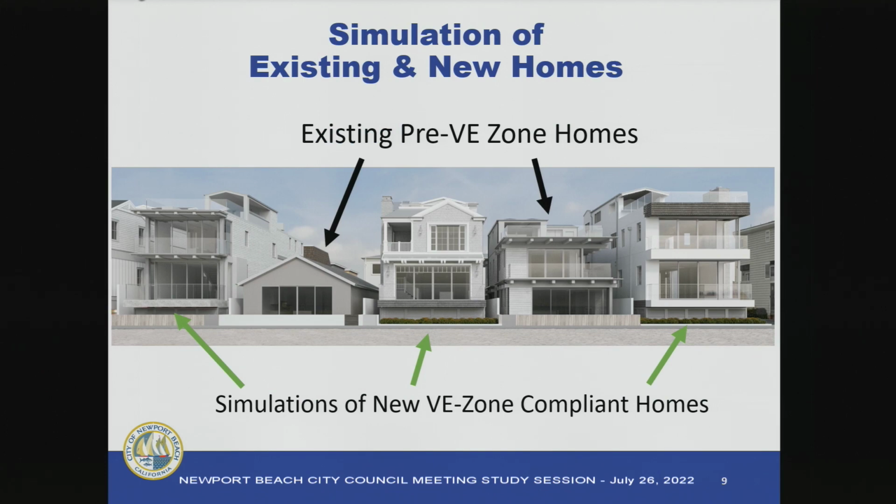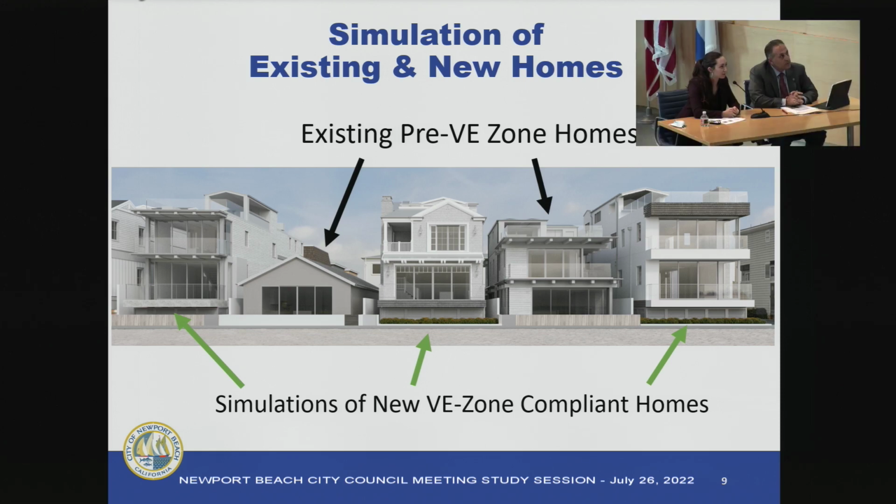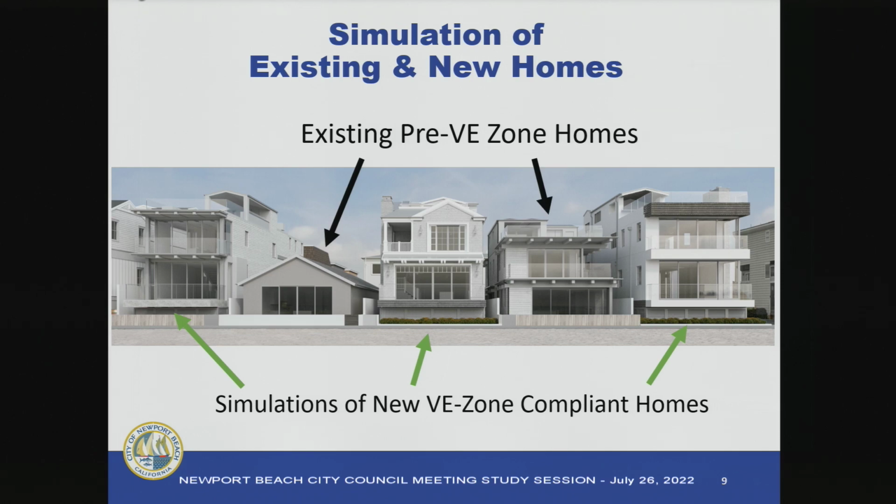Thank you. Good evening, Mayor Muldoon, City Council members, Liz Westmoreland, Associate Planner. This exhibit is showing a simulation of what a future block in the VE zone could look like. So the homes with the green arrows show properties that have been raised to meet the FEMA standards, approximately 3 to 5 feet above the existing grade. And the homes with the black arrows are homes that would have been built before the VE standards were in place. As you can see here, the VE zone compliant homes end up being about half a story higher than the existing homes.